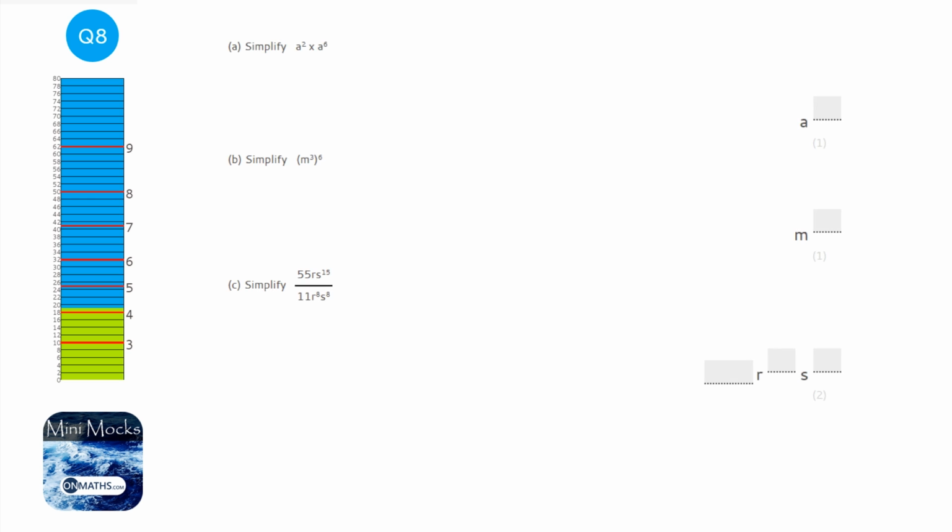These questions are just based on a few rules of indices. The first rule says that if you've got 2 powers with the same base, which these two do because they're both A, you add the powers. Now if you think about it, A squared is A times A, a to the power of 6 is a times a times a times a times a times a. So in total we're timesing a by itself 8 times. So it's a to the power of 8.